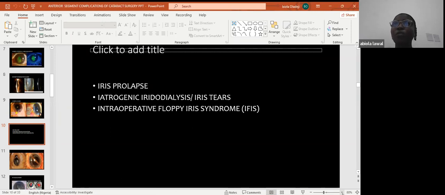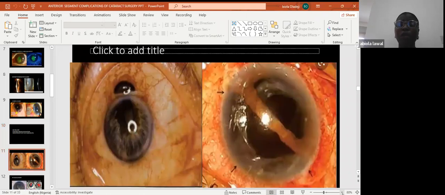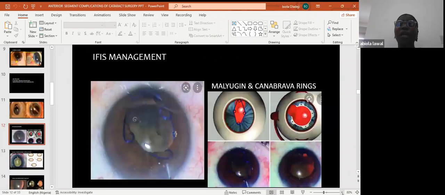A very good way to manage this is to ensure preoperative dilation with atropine. Intraoperative adrenaline can also be used for this patient. You have to use viscoelastic, the cohesive type, generously for them. Also, if there's shutdown of the iris at the beginning of the surgery, iris hooks will help if you have access to them. There's also the Malyugin ring that can be used, and also the Calabrese ring.